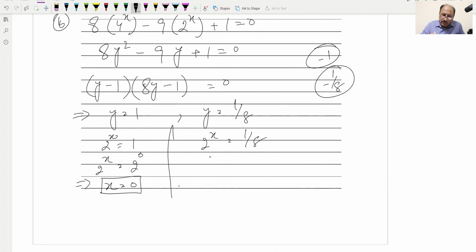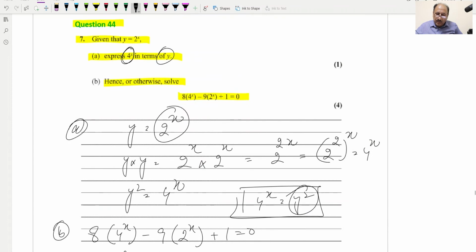And if we solve this side, we can write 2 raised to x is equal to 8 raised to the power minus 1, which we can write as 2 raised to minus 3. So x will be equal to minus 3. So these will be the two answers: x is equal to 0 and x is equal to minus 3.